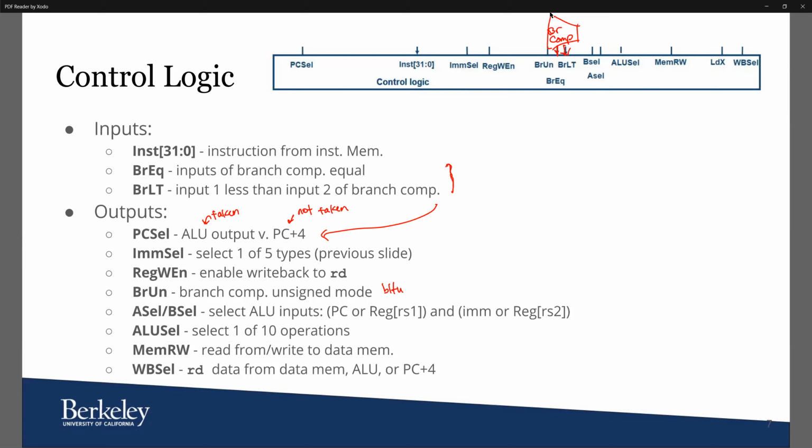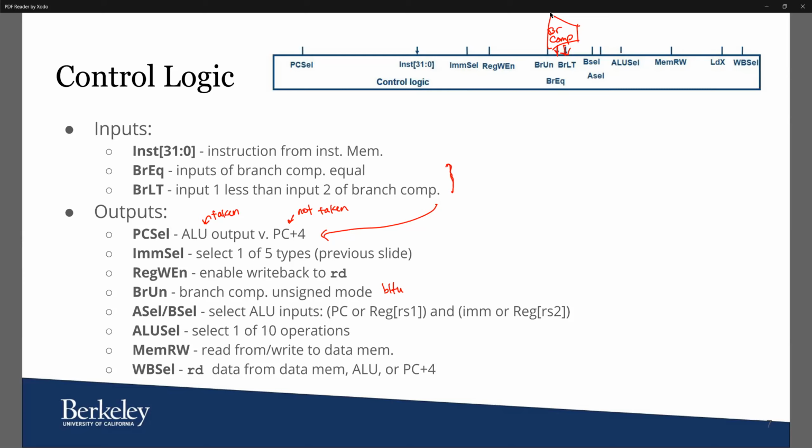And another very ripe field of possibilities when you expand this ISA is to use the branch comparator for some of the other outputs, or interpret some of the inputs a different way, or get another input to the control logic to do something else.